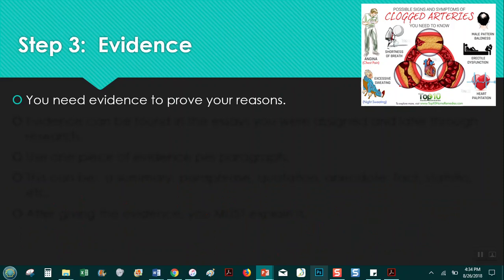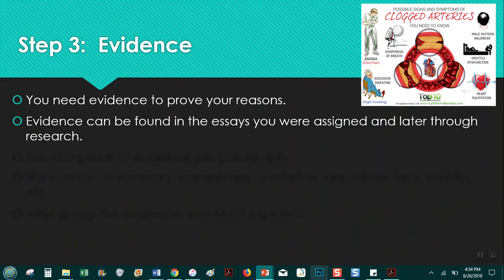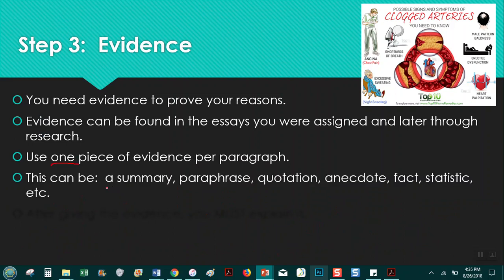So, what is evidence? You need evidence to prove your reasons. Evidence can be found in the essays that you were assigned for the short argument and later on through your research for the longer argument that you're going to be writing for this class. I would like you to have one piece of evidence per paragraph. One. This can be a summary, a paraphrase, an anecdote, a fact, or a statistic. Another type of evidence is an example, sometimes a quotation from an expert, a research study, as we saw on the other slide, anything like that.